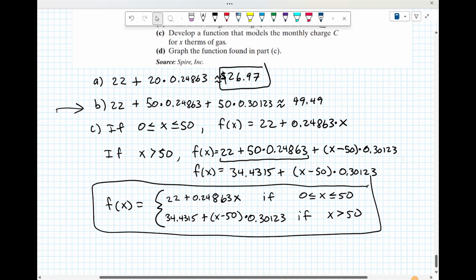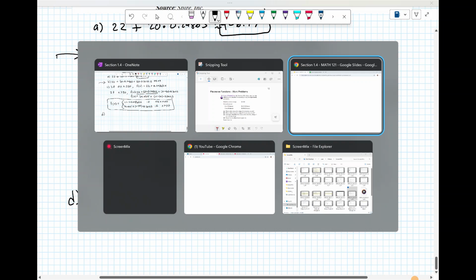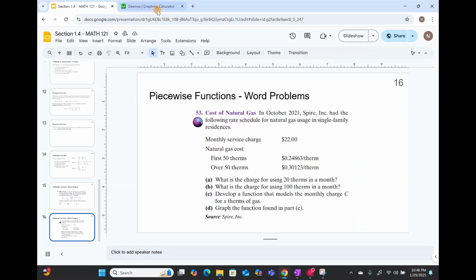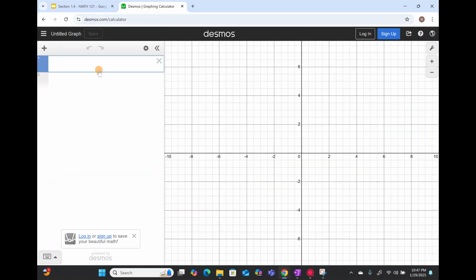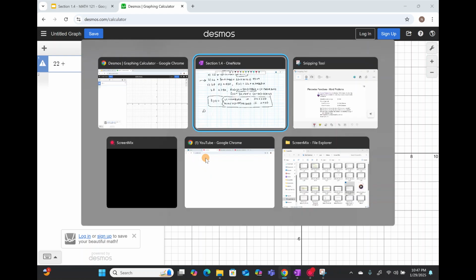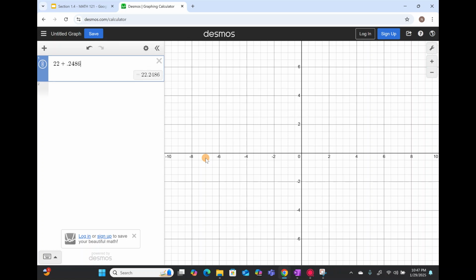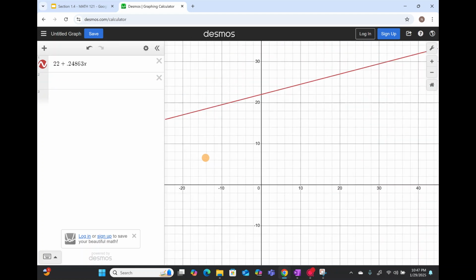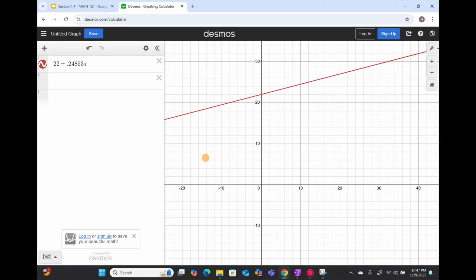All right, now I have to graph this function. To make my life a little bit easier, I'm going to do a lot of this work on Desmos. So let's go to Desmos. All right, I'm going to write down both of these functions. So I have 22 plus 0.24863x. And there's that. That'll be from 0 to 50.